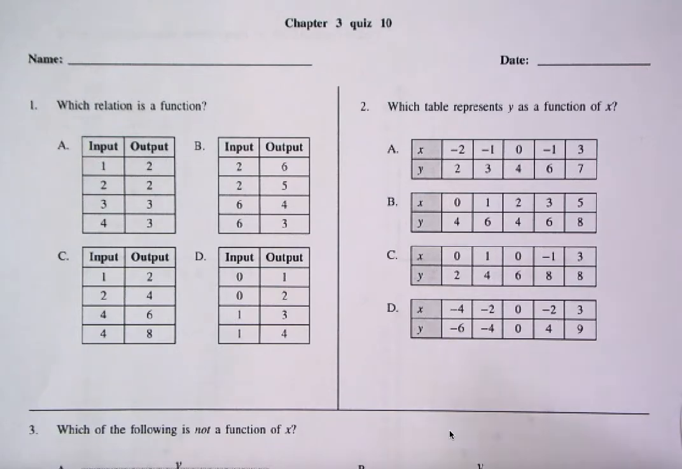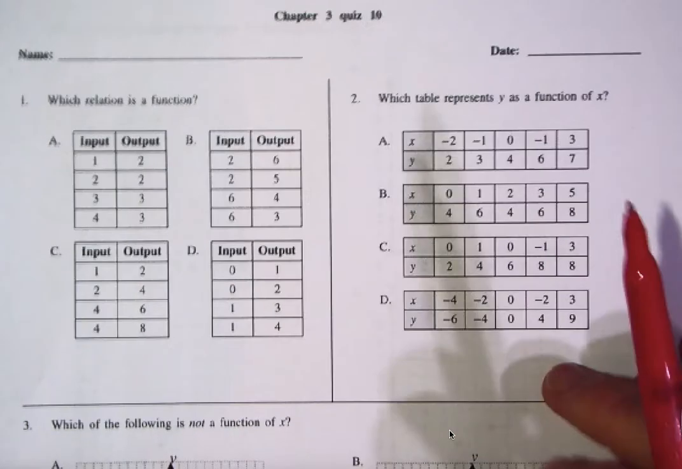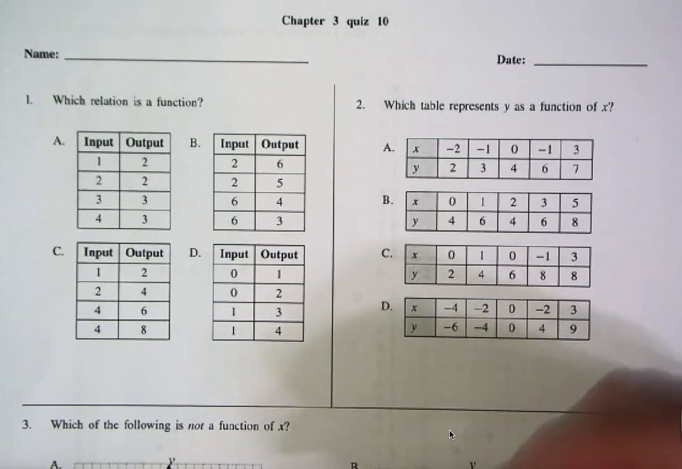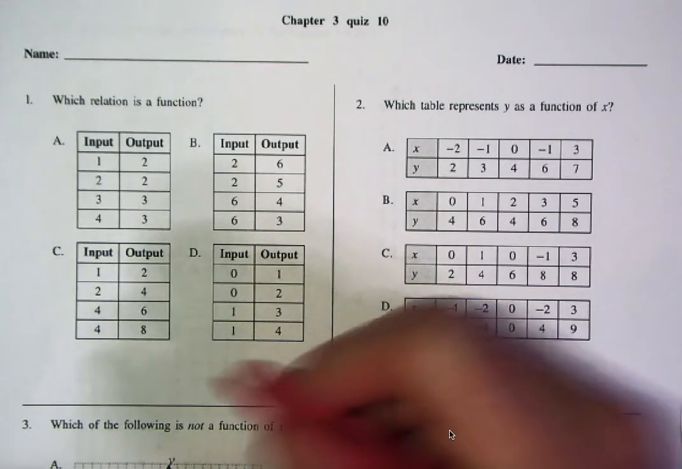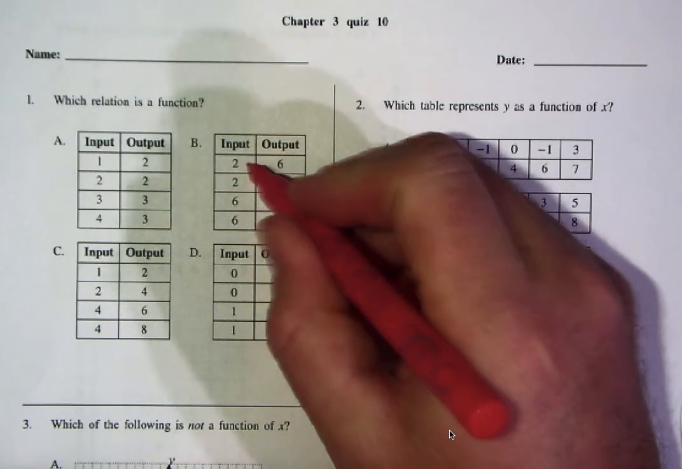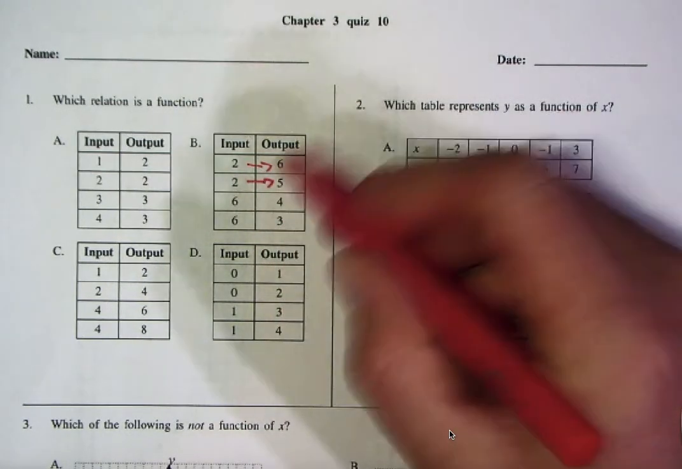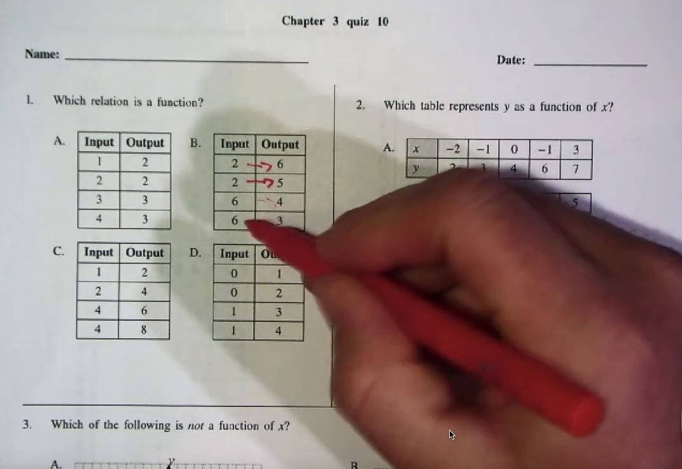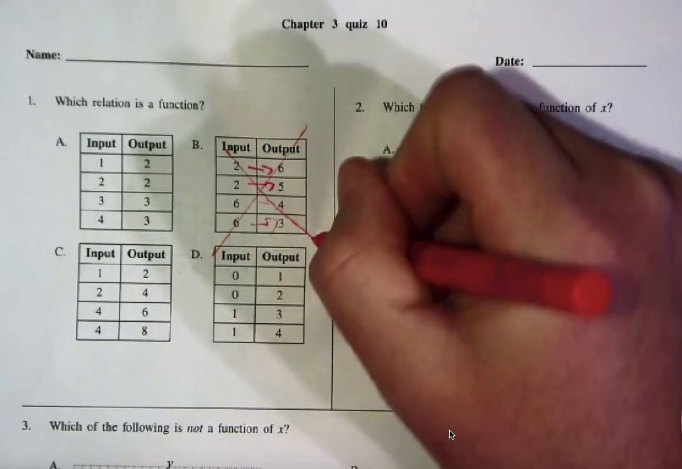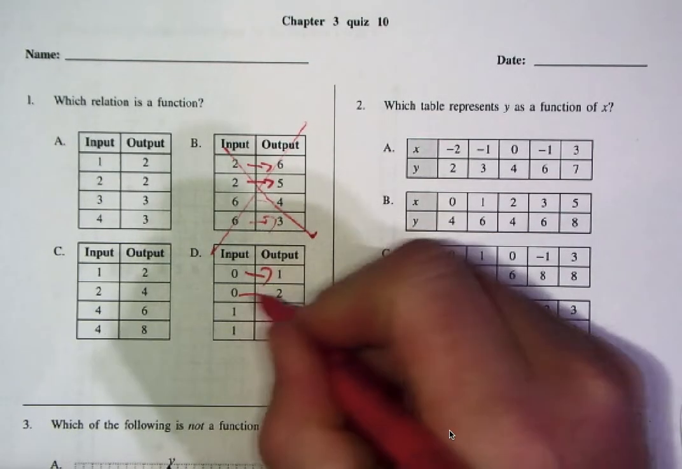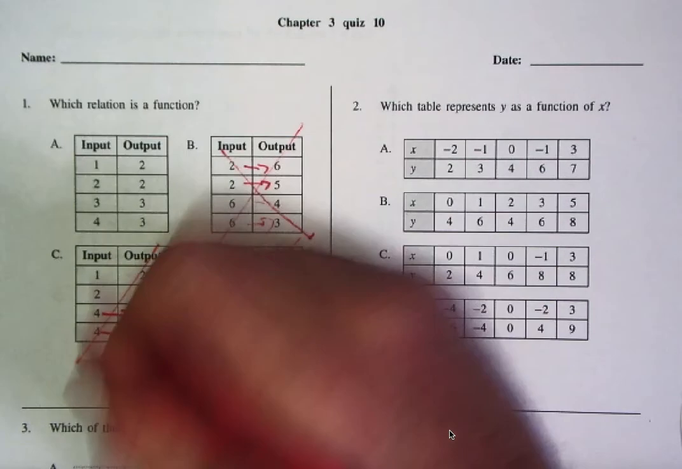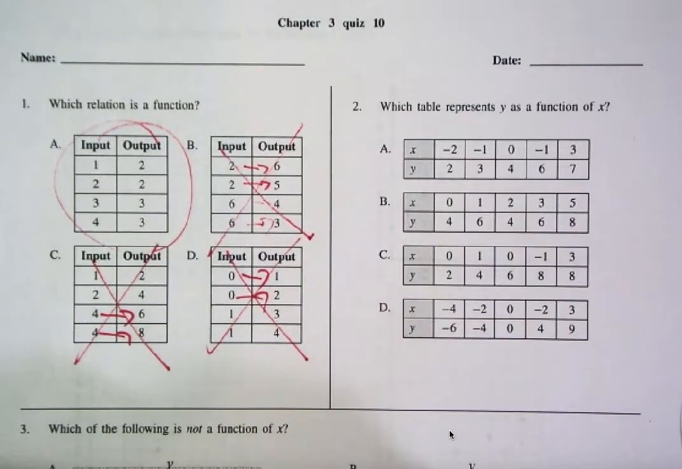Okay, so I was basically checking if you understand what a function is. Remember, a function has each input only have one output. So I look for anything that breaks the rule, right? So 2 goes to 6 and 2 goes to 5. That means the input of 2 had 2 outputs. Can't be that. 0 goes to 1, 0 goes to 2. Can't be that. 4 goes to 6, 4 goes to 8. Can't be that. Leaves us with our only possible answer, which is A.